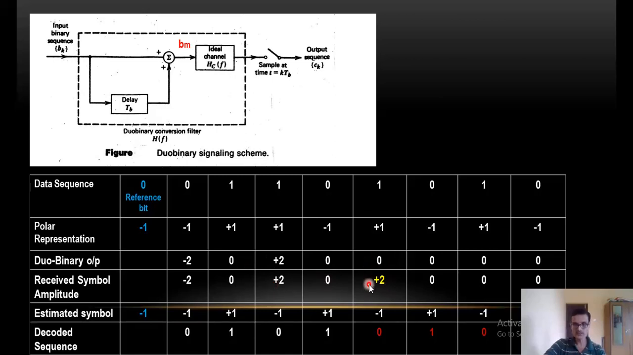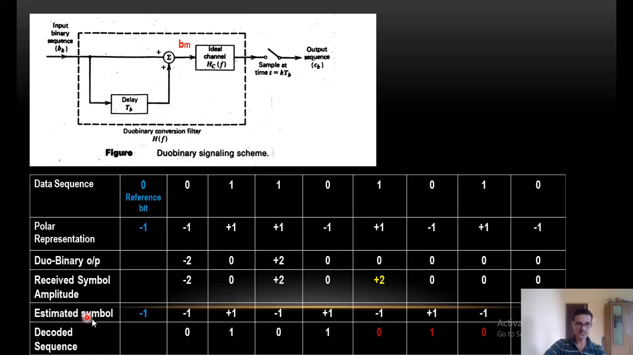Just look at this case. So this is the error, right? 0 is represented as +2. That means because of the addition of some noise, my received symbol is not same as the transmitted symbol. Okay, it is +2, and this again same.